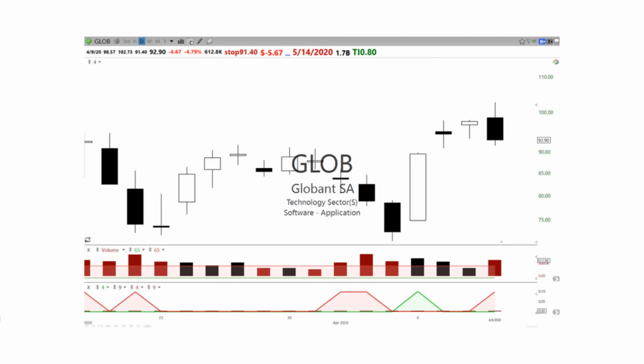So that is the fundamental basics of reading a candlestick chart. In the next video, we'll start looking at what this information tells us and how we can decide when to purchase stocks.